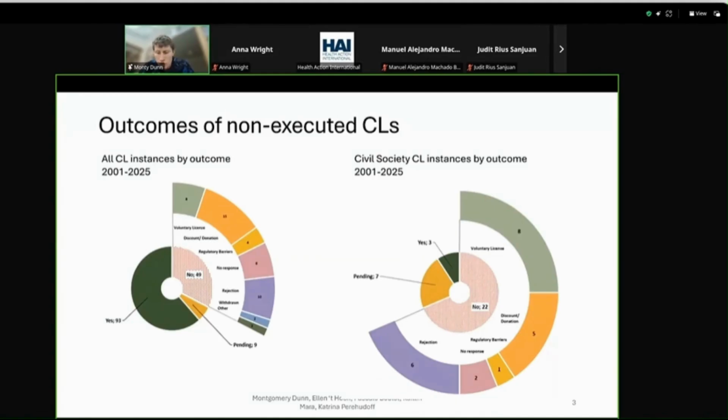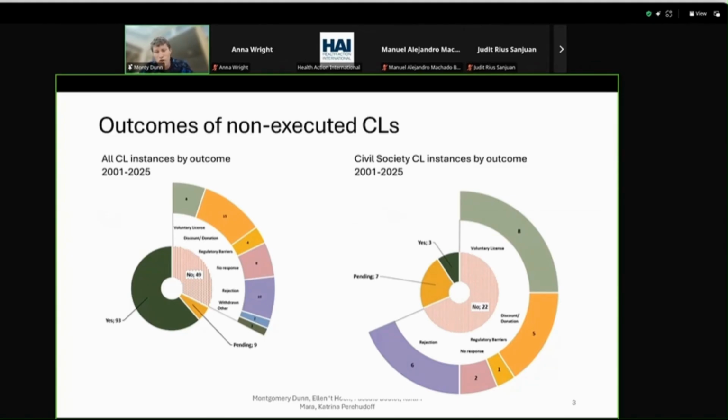So these two pie charts take different subsets of the data and split it up in the same way. The one on the left is all the compulsory license instances within our data set from 2001 to 2025, split up again into executed, non-executed, and pending cases. And you can see that about 2/3 of all compulsory license instances in the data set were executed. And out of the third that were not, about 1/3 of those led to what we define as some kind of other access measure, and that is voluntary licensing or discounts or donations. And then there's also a few pending cases.